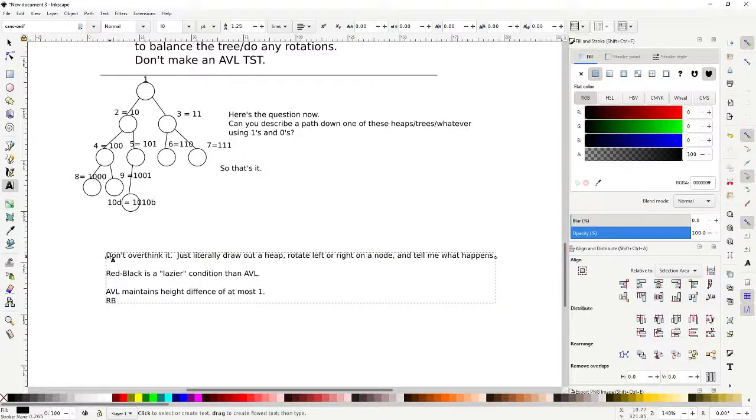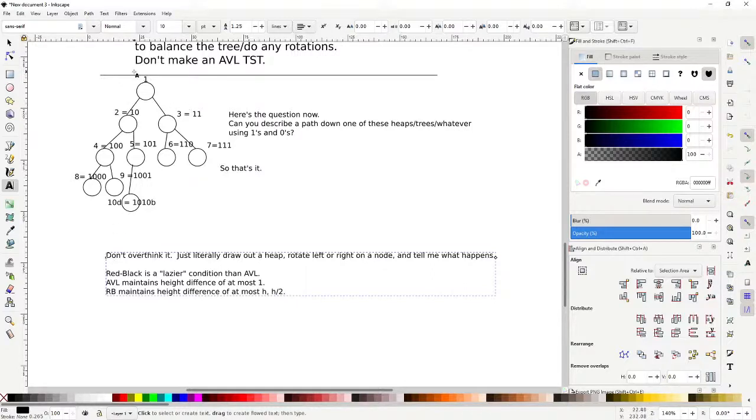Whereas red-black maintains height difference of at most, oh good God. Okay. Of at most n over 2. So what I mean by that is that if you have a height h on one side, you'll have height h over 2 on the other side, and that's just by rearranging red and, well, basically, anyway, I'll let you think about that one. But yeah, red-black is a slightly lazier condition than AVL. Okay, so that's it for that.